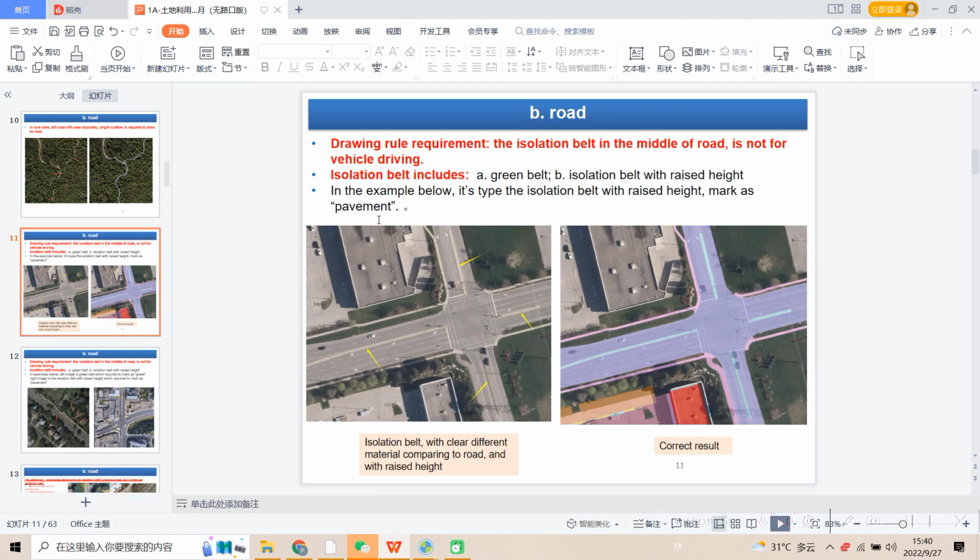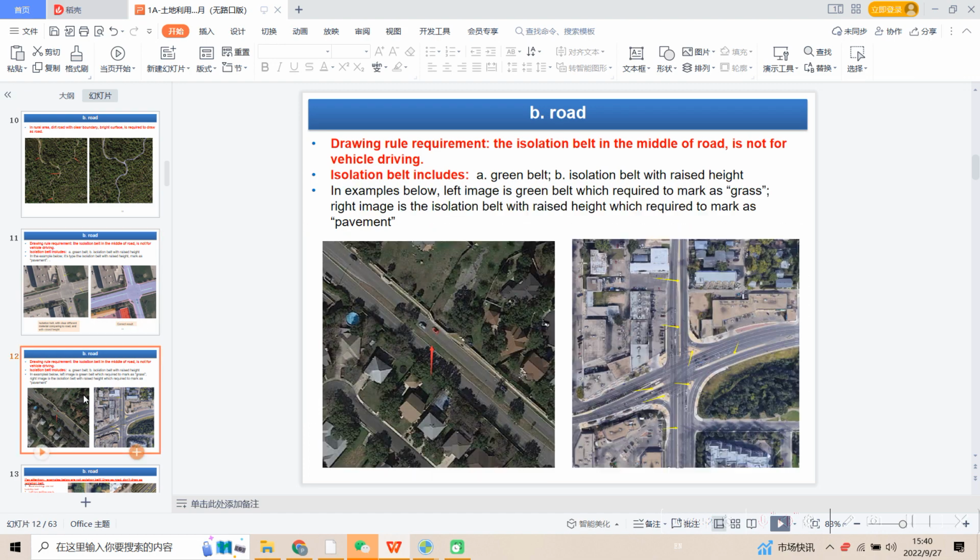And for the road, the isolation belt in the middle of the road is not for vehicles driving. Isolation belts include a green belt and an isolation belt with raised height. The example below is the type of isolation belt with raised height, so we need to mark it as pavement. As you can see, this isolation belt has a clearly different material compared to the road, and it has a raised height, right? So in this example, we need to exclude it from the road.